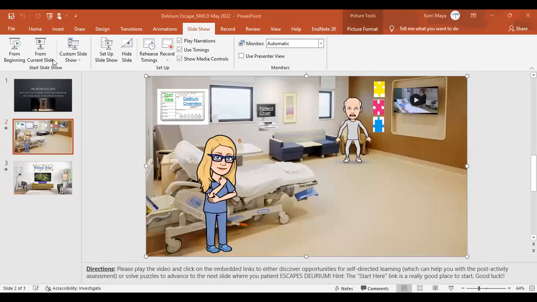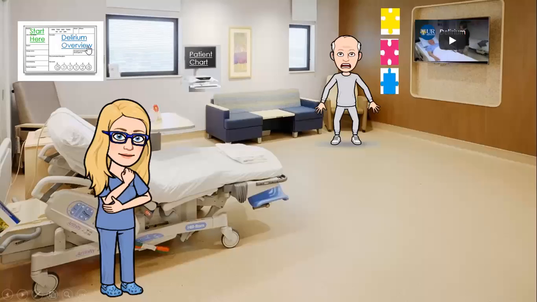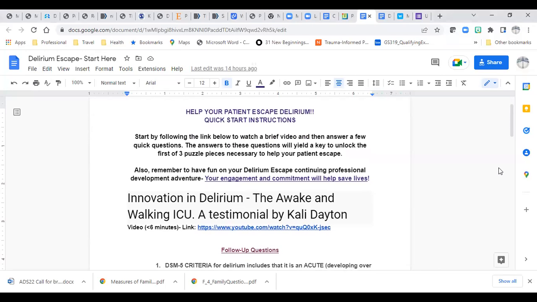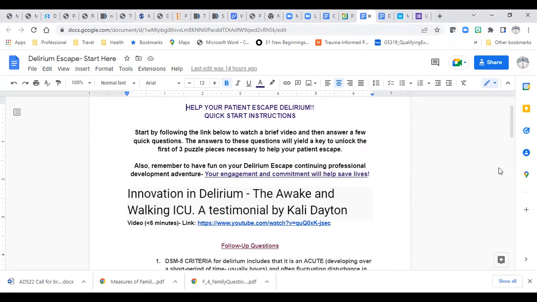So now that I know who Irving is, I need to know a little bit more about delirium. So the next place to go would be the Delirium Overview hyperlink, which I described previously. And then we have a Start Here hyperlink. So I'll show you what that looks like. As I click on the Start Here hyperlink, we're going to open our first Google Documents form. And again, the learners are reminded we're trying to help the patient escape delirium.